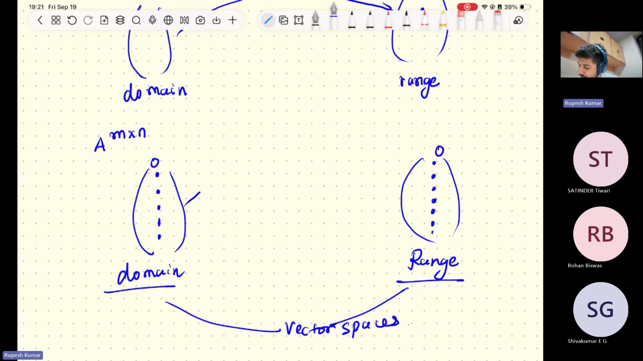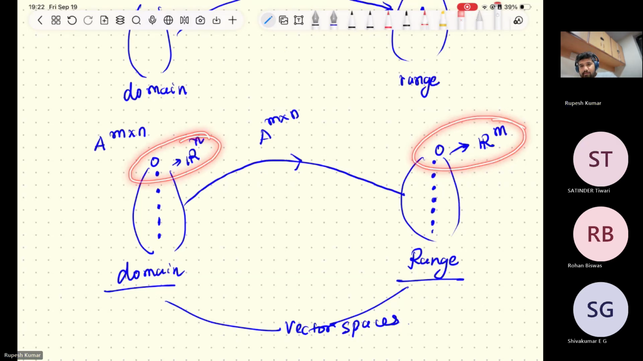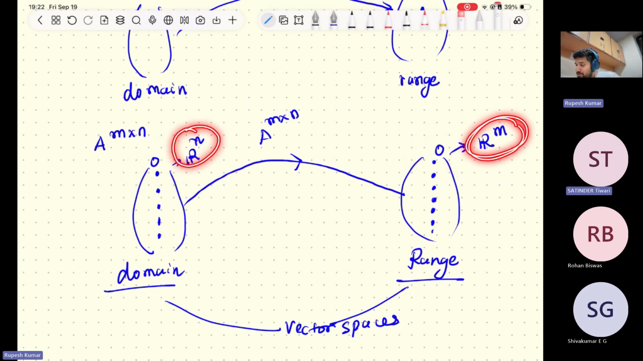Now you define a mapping between these two, A, m cross n. All the vectors in the domain belong to the Rn space, and all the vectors in the range belong to the Rm space. Now you have to pay attention to this. Is this clear? Rn and Rm spaces. Fine. This is how you should look at the matrix-vector product.